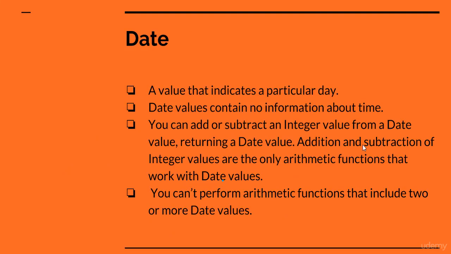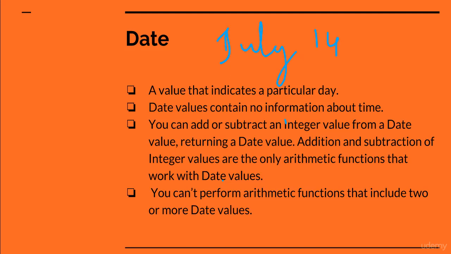Date. Whenever you have to store a date, you will use a date data type, a value that indicates a particular date. It does not include time. It only includes the date. For example, if I have to store my birthday, July 14, this is a date. It does not have a time in it. So that is when I will use a date data type.